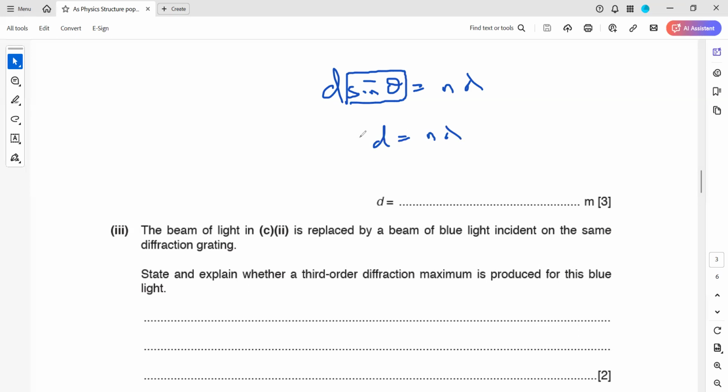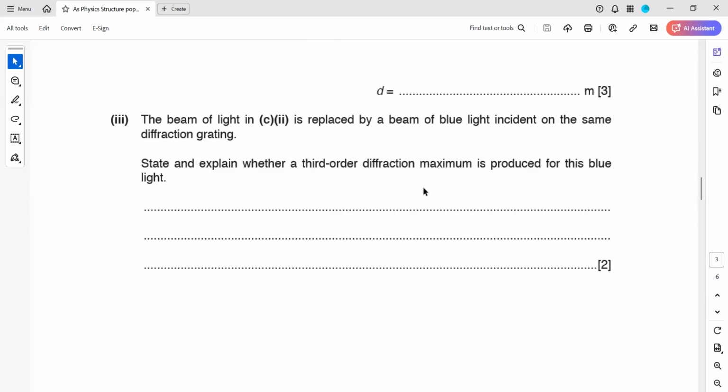If we have a constant d and we increase the wavelength, then the order of image will decrease. And if we have a constant value for d and we reduce the wavelength, then the order of image will increase. n is the order of image, like n is equal to 1, n is equal to 2, n is equal to 3, and so on. So diffraction is maximum if the wavelength is greater than or equal to the gap size, not less than. When the wavelength is less, then there is minimum diffraction.